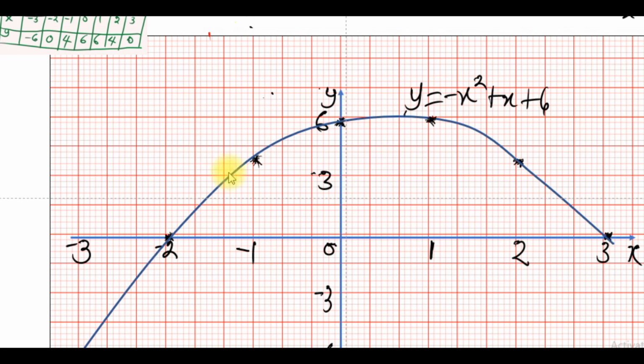Okay, from this, remember I told you, the solution of any quadratic equation by graphical method is the point of intersection of the x axis and the curve. Remember the curve is -x² + x + 6. So from here, our answer is the solution: -2 and 3. So that's it.